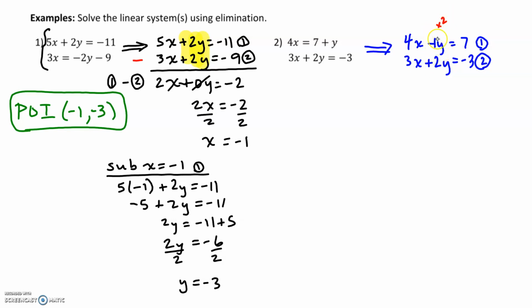But I can't just multiply one term. I have to keep the equation balanced. So I'm actually going to multiply the first equation by 2, the whole equation. So I'm going to multiply 4x by 2, which becomes 8x. I'm going to multiply the -1 by 2, which is -2y. And I have to multiply 7 by 2, which is 14. Now my second equation is good the way it is, so I'm just going to write it down. 3x plus 2y equals -3. And so here's my equation 1, here's my equation 2.